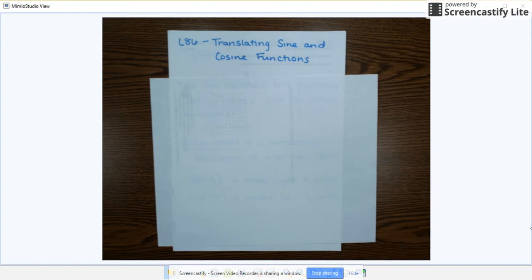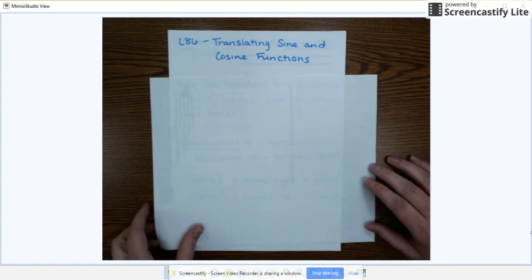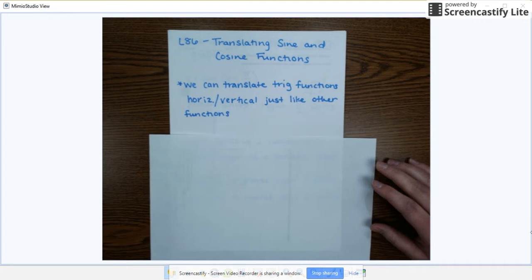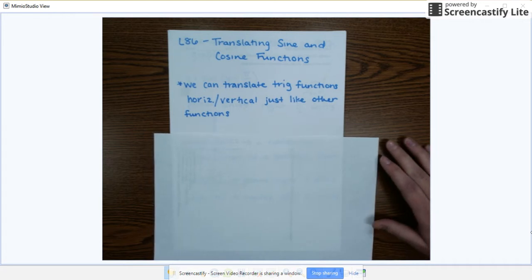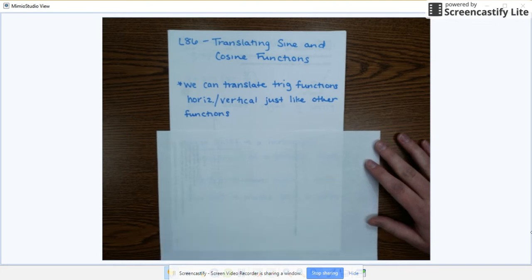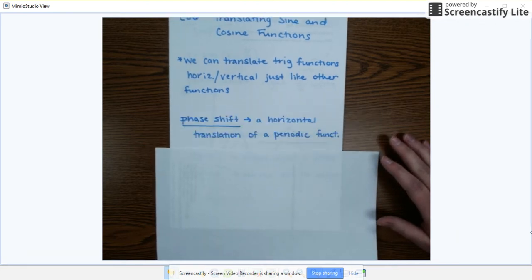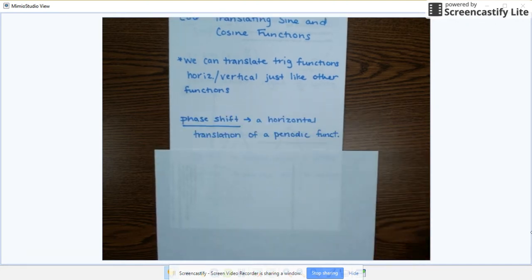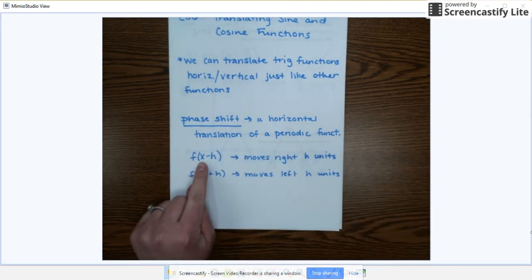Hey guys, today we're going to translate sine and cosine functions. We can translate these trigonometric functions horizontally and vertically, just like we have with other functions we've dealt with. First one we're going to talk about is a horizontal shift. This is called a phase shift, and it will be inside our parentheses.